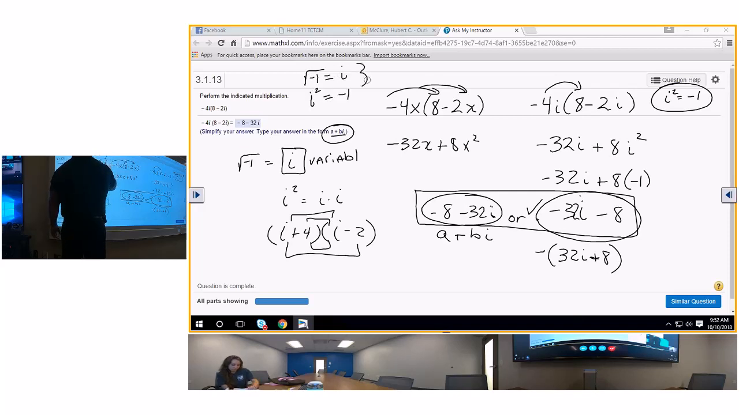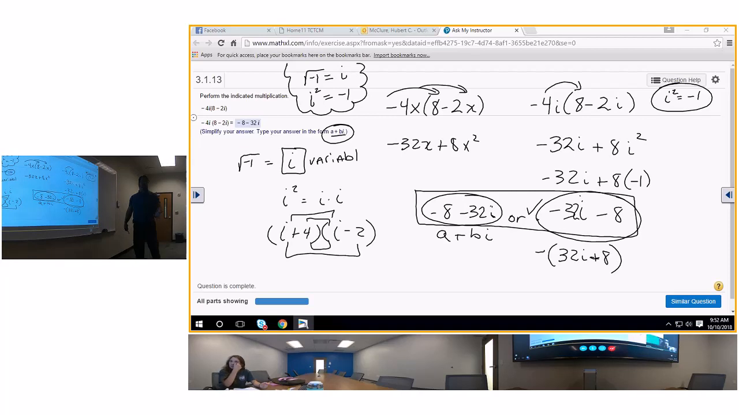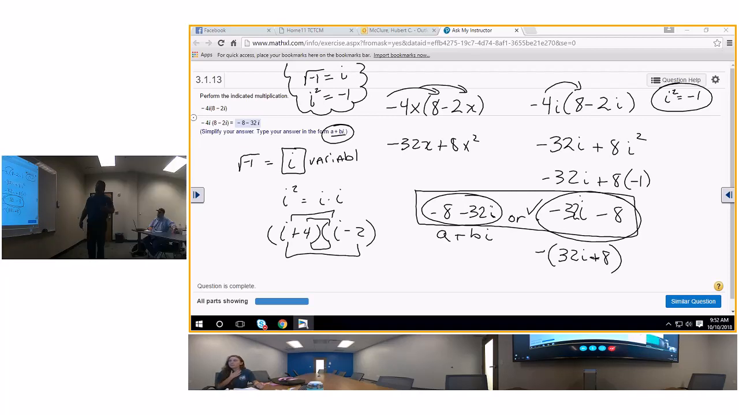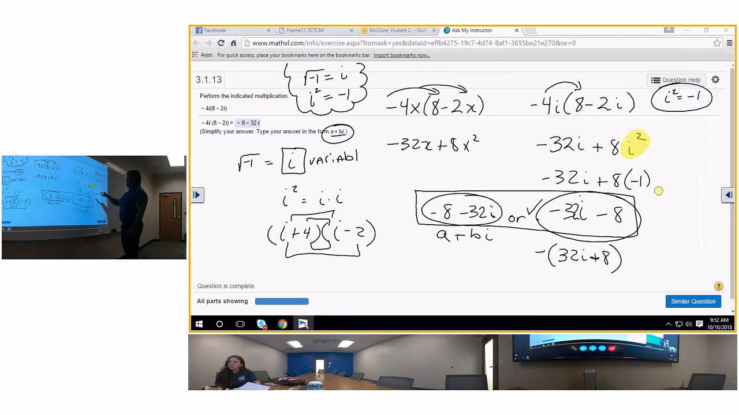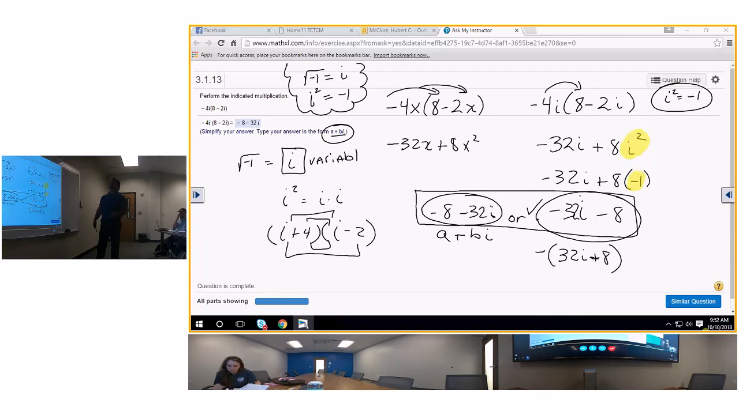And that's the only thing that you have to remember. Because i is treated like a what? Like a variable, like x. The only time that you have to change something is when you get this, i squared. And when you get an i squared, that means that you have to change it to what? -1. A -1. That's the only thing you have to remember.